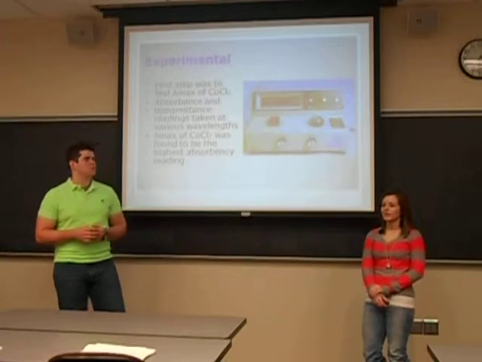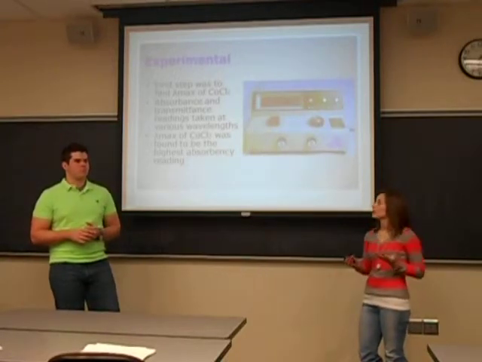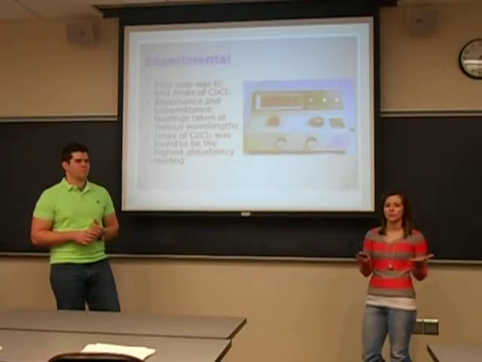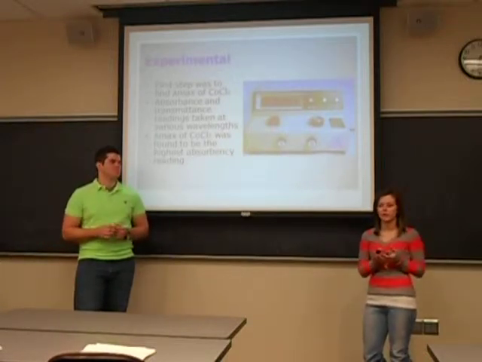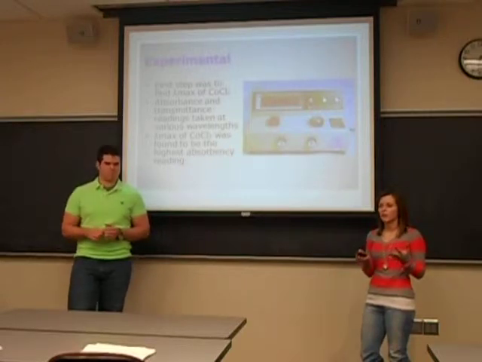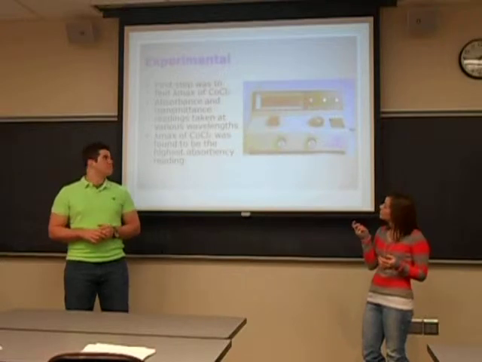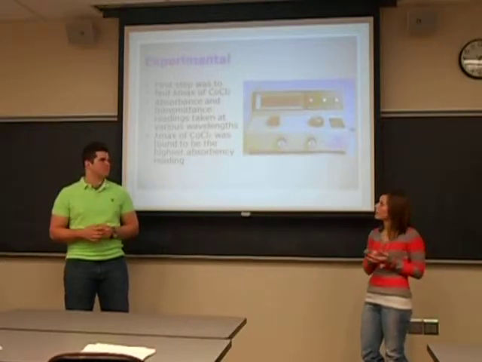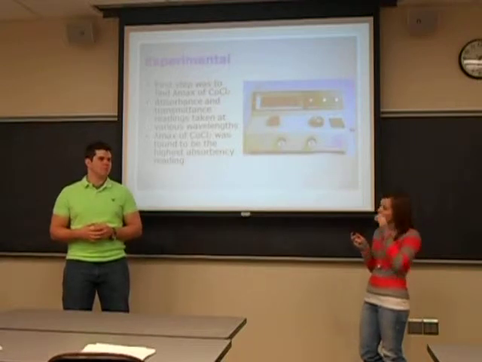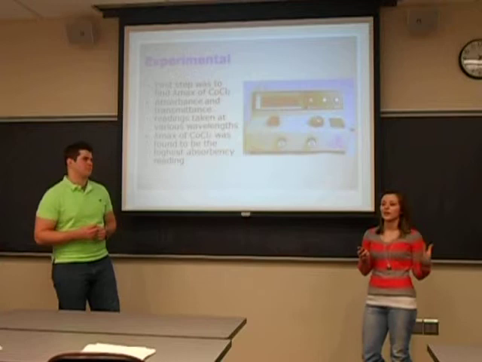So experimental, this is how we did the lab. Our first step was to find the lambda max of cobalt-2 fluoride, which was done by using two cuvettes. One was 3/3 of the way full with water, which was our blank, used to calibrate the spectrophotometer, which I have shown here at the right. The second cuvette was full of cobalt-2 fluoride, which was put into the spectrophotometer, and the absorbance and transmittance readings were taken at various wavelengths.